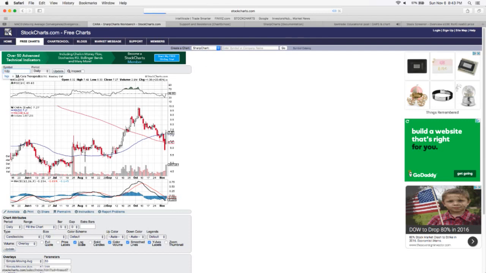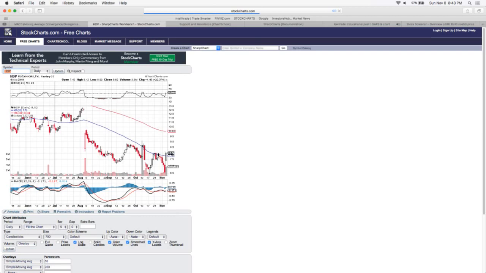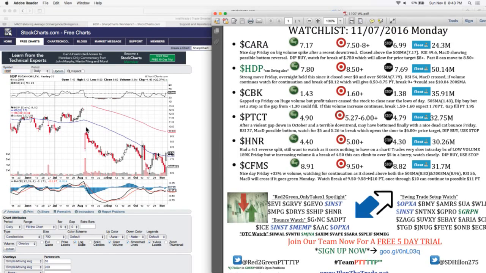Now HDP, here's another one. I actually held this one overnight over the weekend as well. The reason I held it overnight is because of $8. You can see $8 right here: 1, 2, 3, 4, 5 times it could not break $8. So resistance is $8. You also got the 50-day moving average here at 7.79.